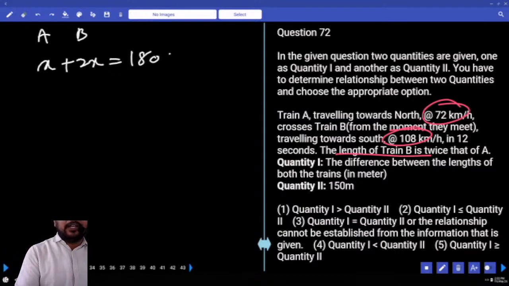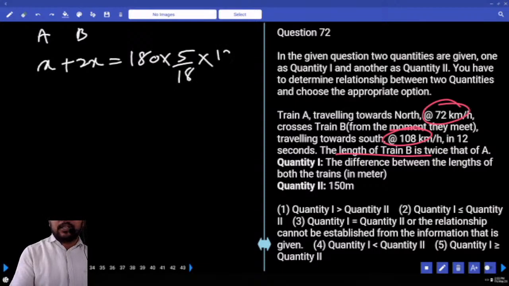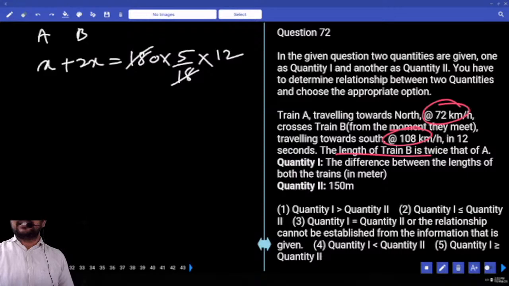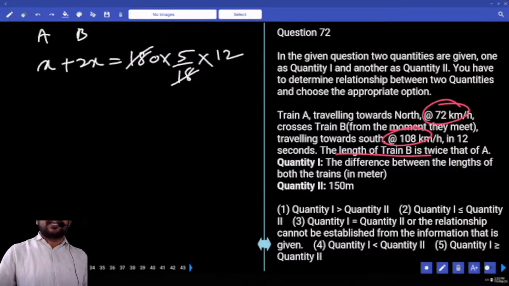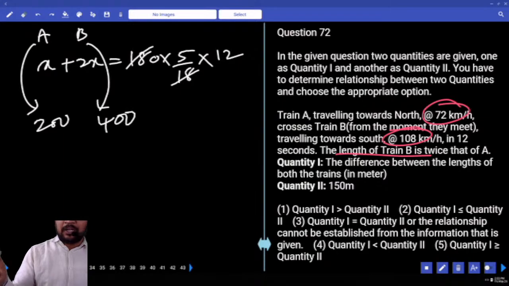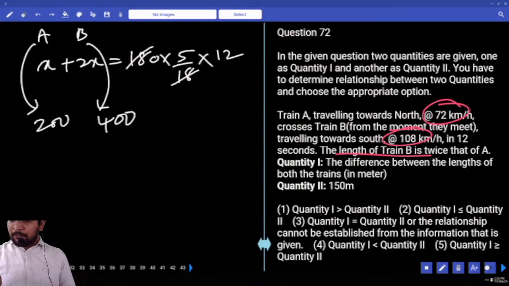180 into 5 by 18 into how many seconds? 18, 18 get cancelled, 12 5s are 60, 60 into 10 is 600. So 3x is equal to 600, x is equal to 200. Therefore train A's length and train B's length together are 600. Are you clear? Now they are asking the first question, the difference between the lengths of both the trains.